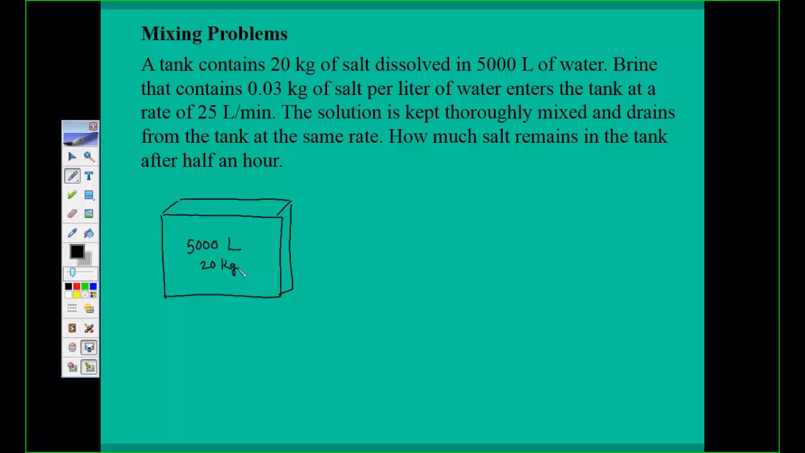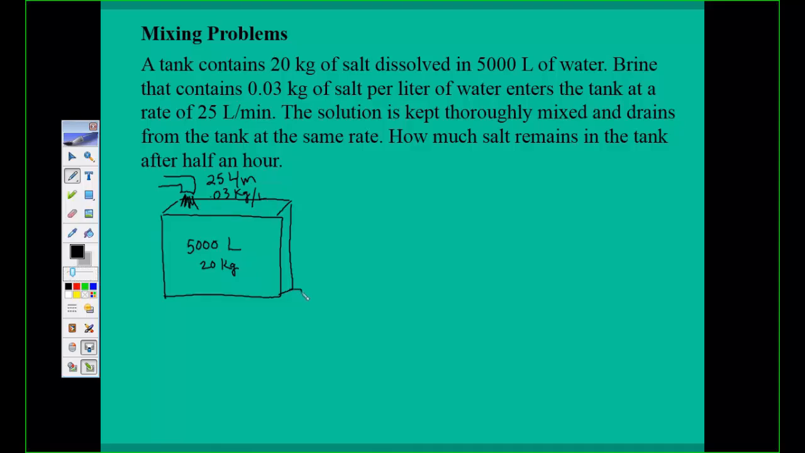Brine that contains 0.03 kilograms of salt per liter of water enters the tank at a rate of 25 liters per minute. So we have water coming in that contains brine. It's coming in at 25 liters per minute with 0.03 kilograms of salt per liter. The solution is kept thoroughly mixed and drains from the tank at the same rate.